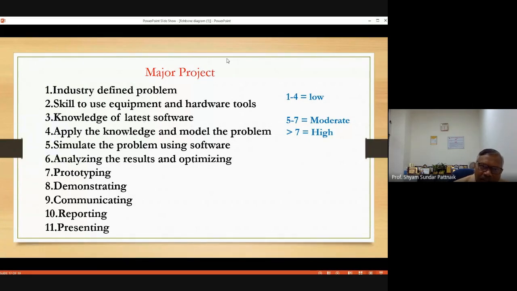Then I'll define that anything which is meeting the key indicators out of 11, 1 to 4 is low, 5 to 7 is moderate. Any component, any COs or POs which is meeting more than 7 of these key indicators will be my high. So basically 1, 2, 3, Joe, that day you told, sir, we just put arbitrarily 1, 2, 3. It is not done like this.